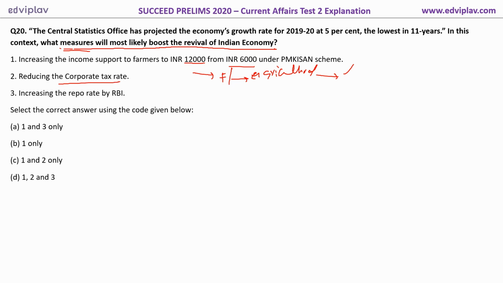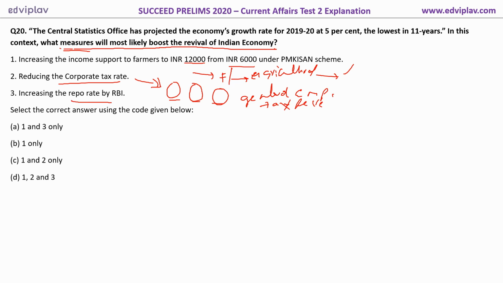Next is reduction in the corporate tax. Recently the government has reduced the corporate tax. Generally corporate tax reduction will incentivize corporates or entrepreneurs to set up more businesses and invest more in India, which will generate employment, and also create more tax revenues, not only corporate tax but also income tax and other indirect taxes. So in that way it is helpful.